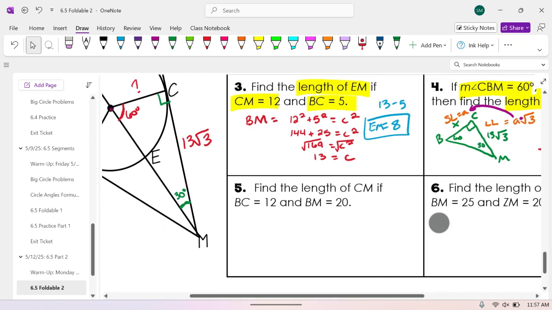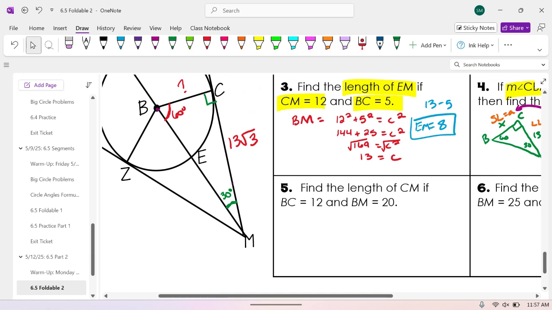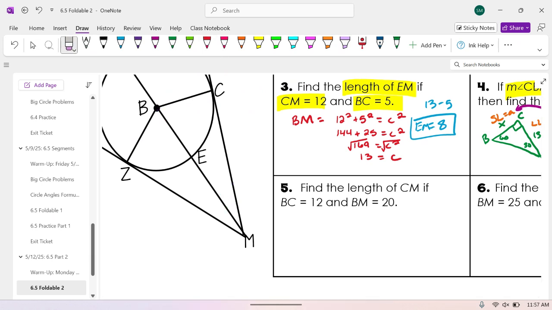All right, let's do number 5. So I'm going to erase this again. Well, this is still a right angle. So BC is 12. BM is 20. So this entirety right here is 20. And they want us to find CM or X.